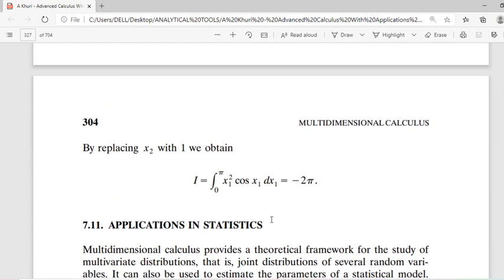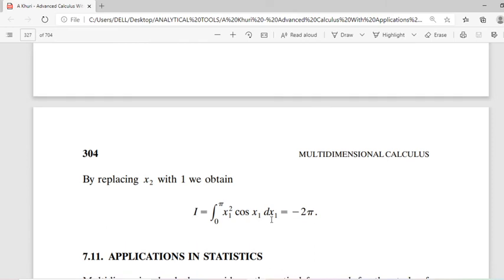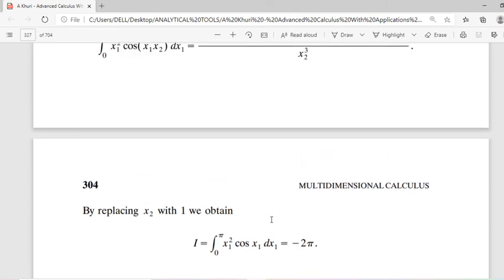Now, okay, we will move to the application of statistics in the next class. No problem. You study the results that we have discussed till now.